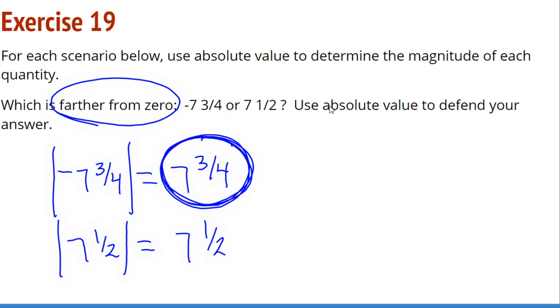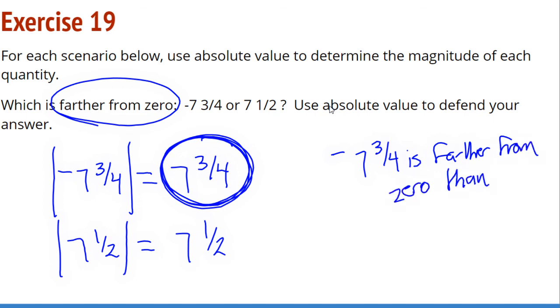So I can say that negative 7 3/4 is farther from 0 than 7 1/2 because it has a larger absolute value, or a greater absolute value, a greater magnitude.